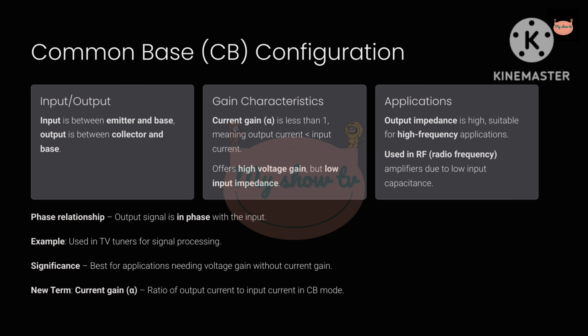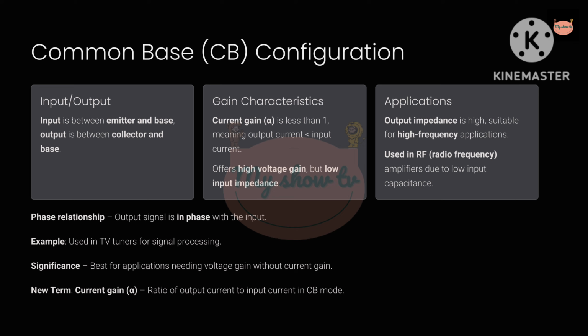Slide 2. Common base, CB, configuration. Now let's discuss the common base, CB, configuration. Here, the base terminal is common between the input and output. The input signal is applied between emitter and base, and the output is taken from the collector and base. One important characteristic of the CB configuration is that its current gain, denoted as alpha, is less than 1. This means that the output current is less than the input current. However, it has high voltage gain, so while it doesn't amplify current, it can increase voltage significantly.